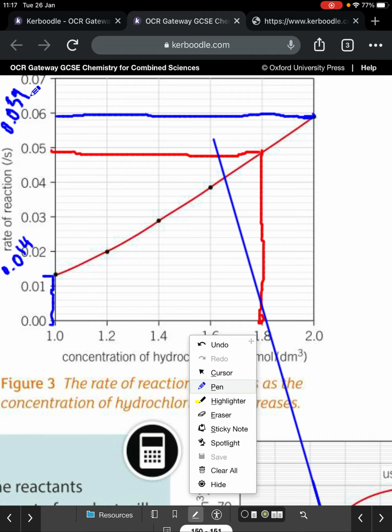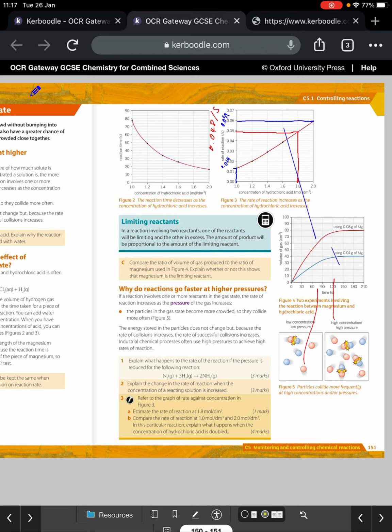Okay, so what can I notice about this? Good thing to do is take your calculator and divide one by the other. Then you'll find out how big one is compared to the other. So I'm doing 0.059 divided by 0.014. What have we come out with? Okay, so it's about 4 times as big. There are 4 marks there, it means we're going to have to write quite a lot. What can I notice? The rate of reaction at 2 moles per decimeter cubed.